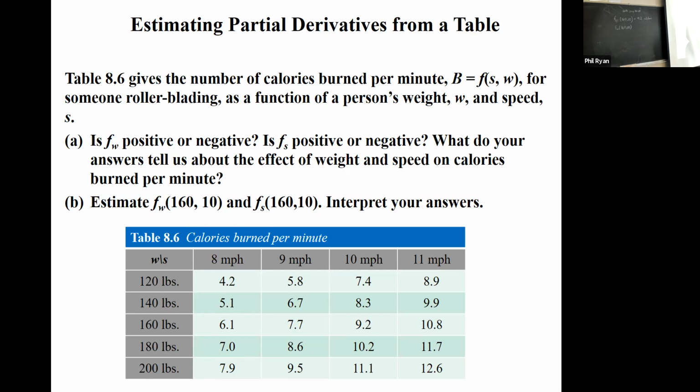So we're going to get 10.2 minus 8.3 over 180 minus 140. And now that's for the calculator. That's 1.9 divided by 40. So that's just a little bit less than a 20th. So it's around 0.05. 0.05 what? It's 0.05 calories per minute per pound.